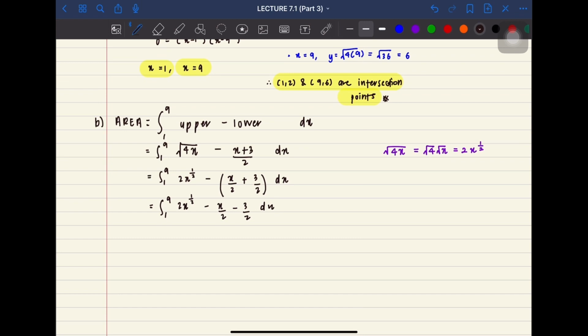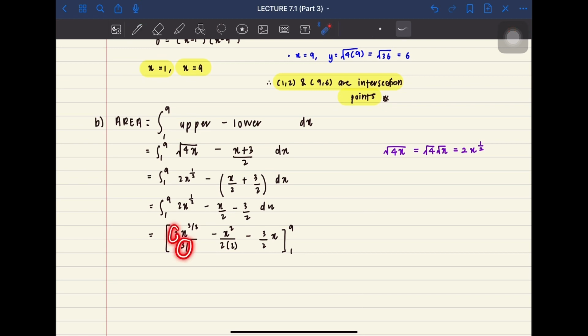Okay. Alright, now kita boleh integrate terus. So integrate 2x power half, so jadi 2x power 3 per 2 over 3 per 2, tolak bawah 2 tu still ada. So integrate x is x square over 2 and then tolak 3 per 2 x. So from 1 until 9.